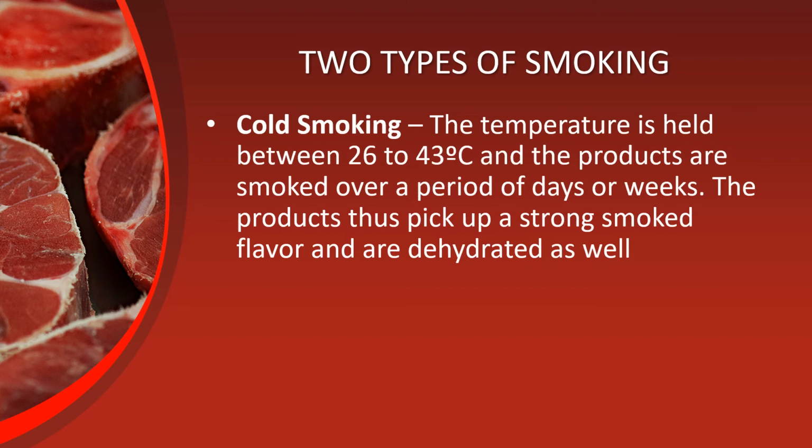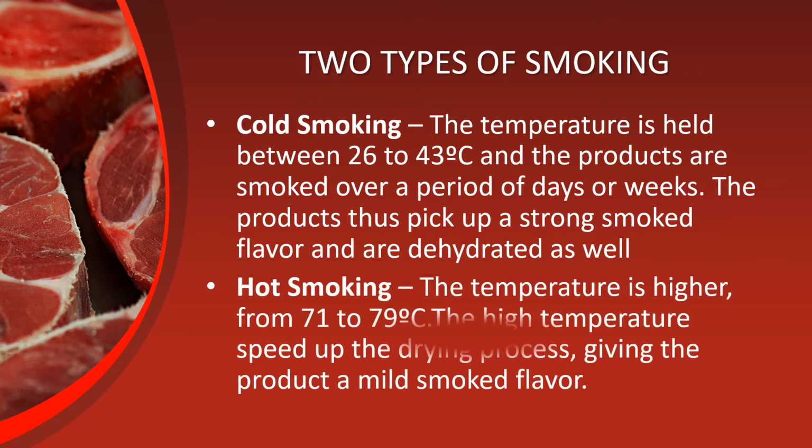In cold smoking, the temperature is held between 26 to 43 degrees Celsius and the products are smoked over a period of days or weeks. The products thus pick up a strong smoke flavor and are dehydrated as well. While in hot smoking, the temperature is higher, from 71 to 79 degrees Celsius. The high temperature speeds up the drying process, giving the products a mild smoke flavor.